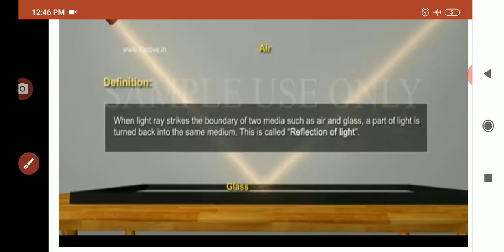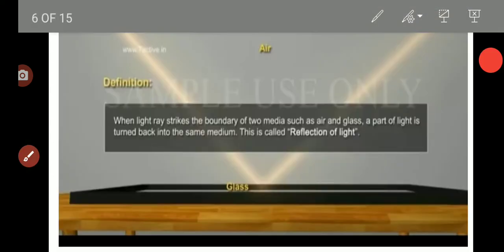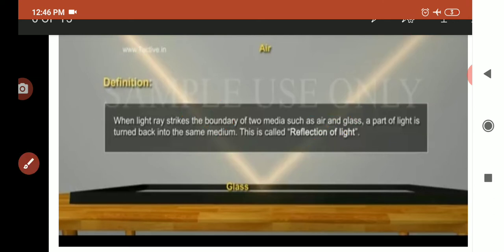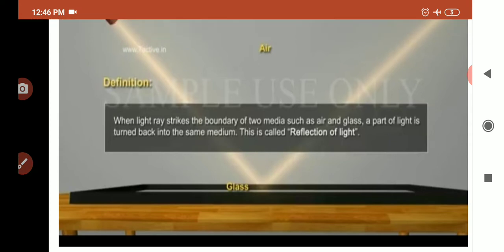For example, light was coming from one medium, that is air, and again it is going back or reflecting back in the air itself. Therefore, the reflection will be in the same medium, from where it is coming, it will go back there only. Okay.